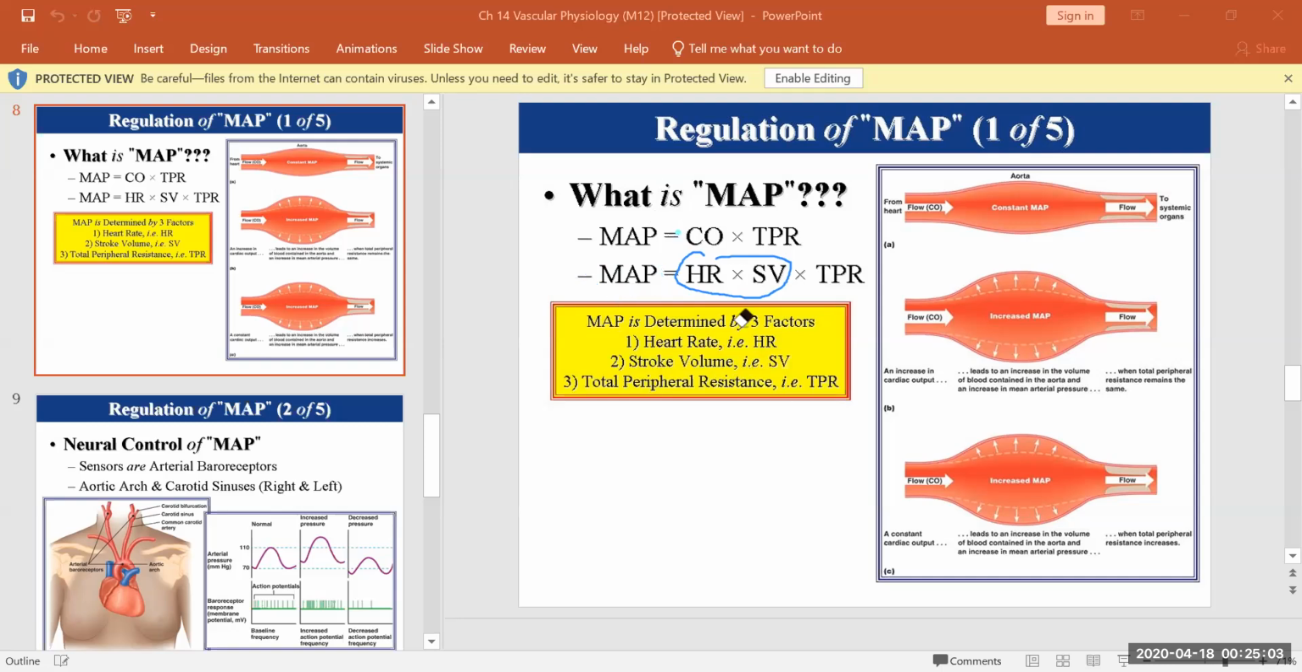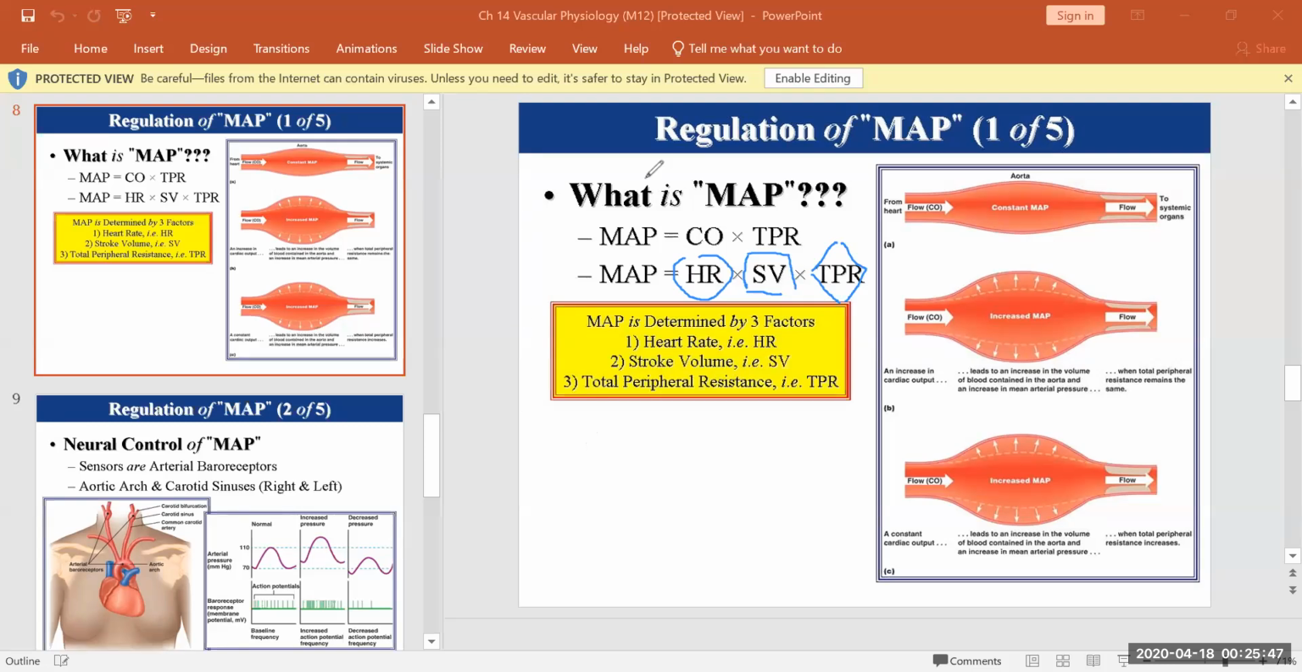Okay. So we're going to talk about this, and we're going to pay attention. So any factor that will affect heart rate will affect MAP. Anything that affects stroke volume will also affect MAP. Anything that will affect TPR will also affect MAP. Right? So that engine has three components helping it to drive blood forward. Okay.